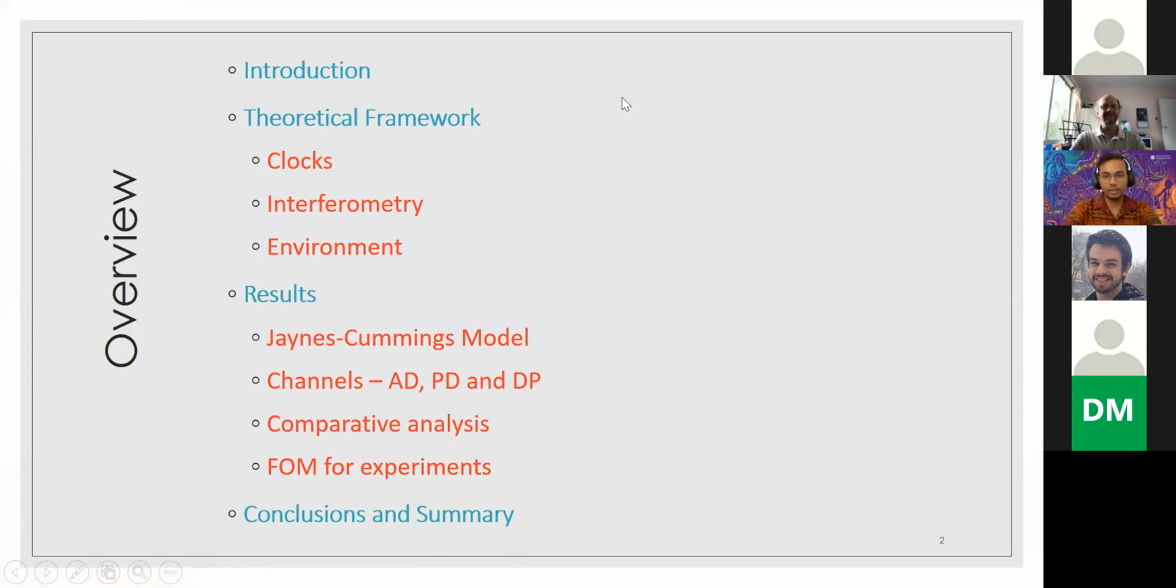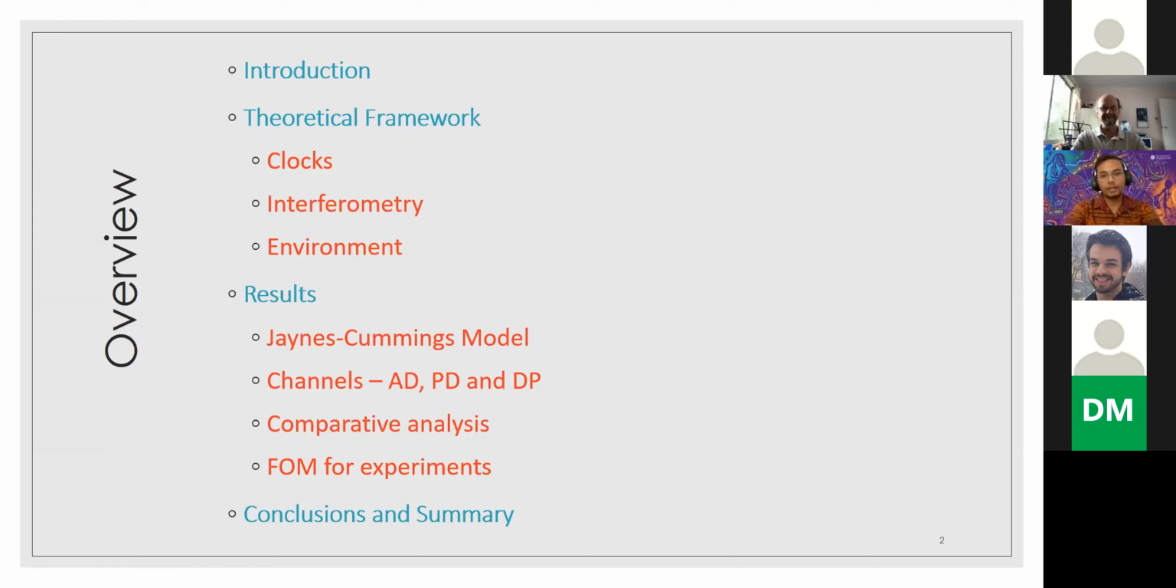Firstly, I will delve a bit into a historical perspective and the motivation of pursuing this particular project, and then go on to define in the second part of my talk the theoretical framework: what are clocks and what kind of systems do we consider as clocks, what kind of interferometry are we referring to, what are the main parts of the interferometer, and then finally talk about the environment, the noise model, and how we discuss the effects of environment in such a system.